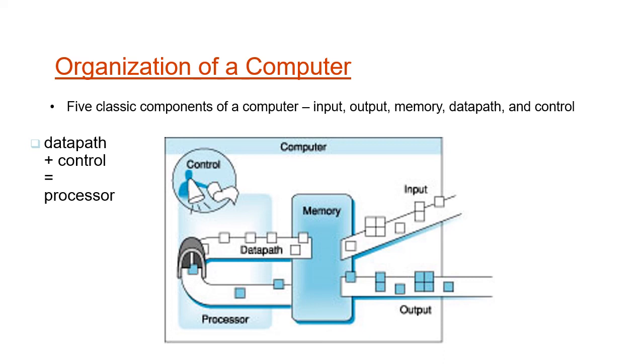Typically speaking, how many fundamental or classic parts are there? There are 5. Why so? Input, memory, output, data path, and control unit. The data path and control together can be called a processor.